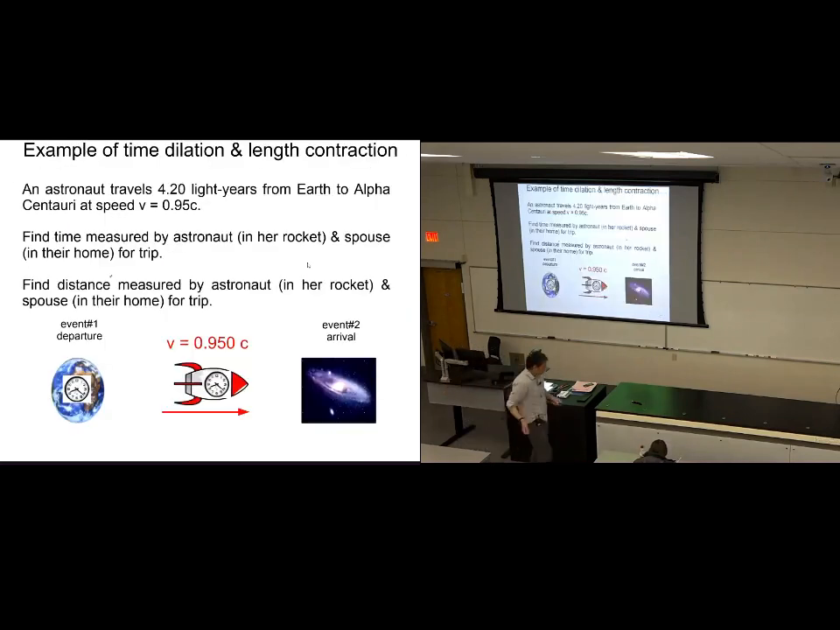Right, I want to solve this problem. Good luck. Okay, here's a famous example. We've got an astronaut traveling from Earth to a distant star. It's 4.2 light years away. I'll explain what this distance is in a moment.